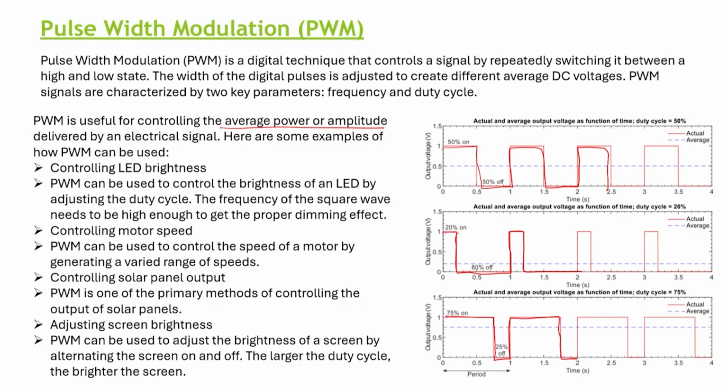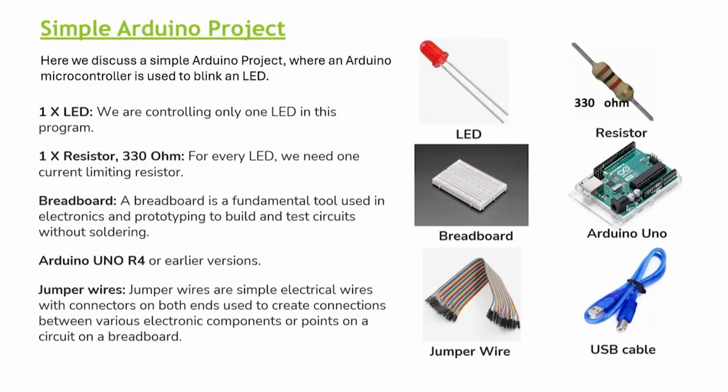signal. In fact, many times we run an electrical system not by a simple DC, but by a modified DC. In such a case, pulse width modulation is extremely good. For example, you are controlling the LED brightness. So, PWM can be used to control the brightness of the light by adjusting the duty cycle, that is, for what percent of time it is on and what percent of time it is off. And similarly, you can use it for controlling the motor speed also. Again, there are other applications like solar panel output and adjusting the screen brightness. Many such applications are there for PWM.